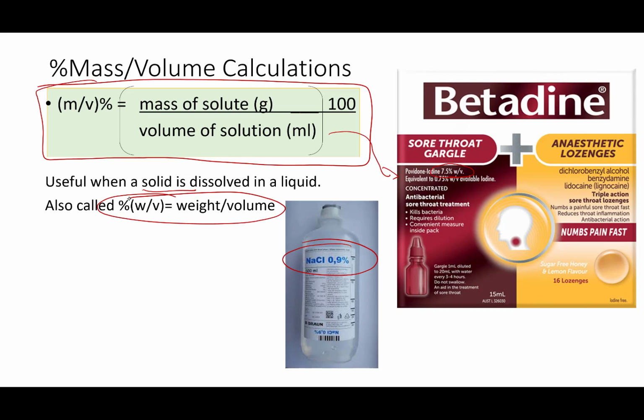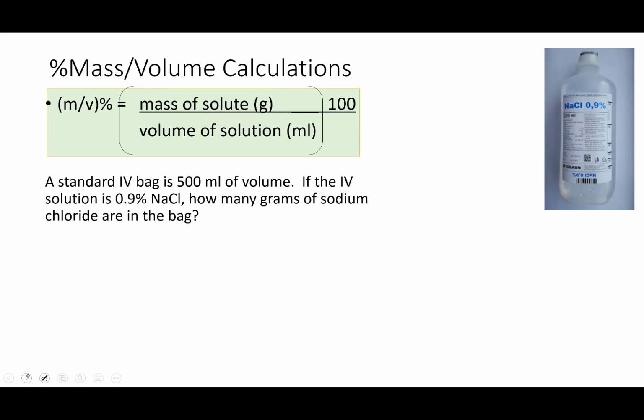In physics, we really care a lot about the difference between mass and weight. Chemists are a little lackadaisical about that difference. But it is mass of solute in the entire volume of solution. So let's go ahead and do one of these. A standard IV bag contains 500 milliliters of volume. If the IV solution is 0.9%, how many grams of sodium chloride are in the bag?